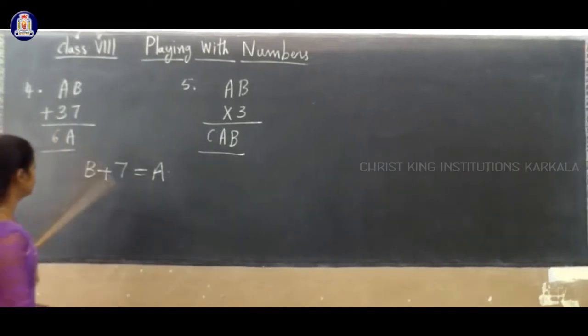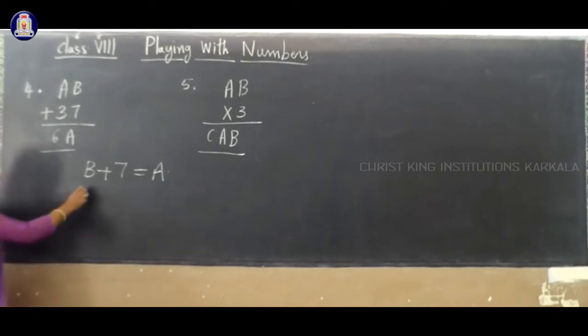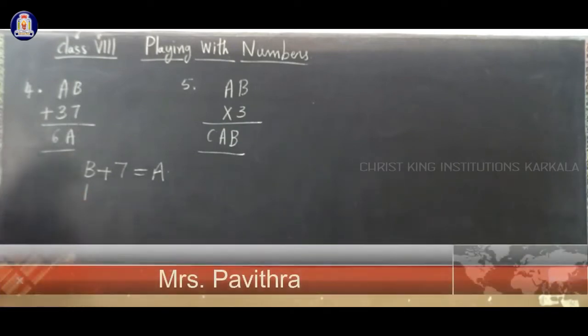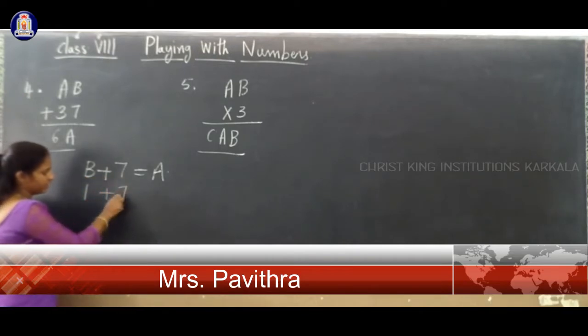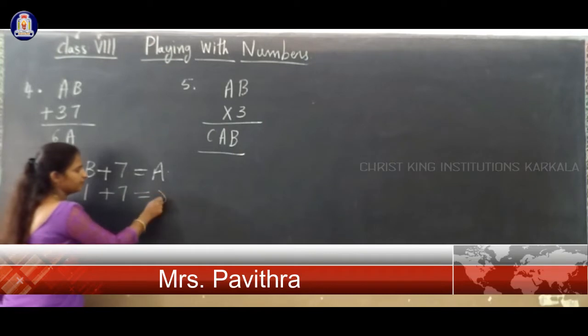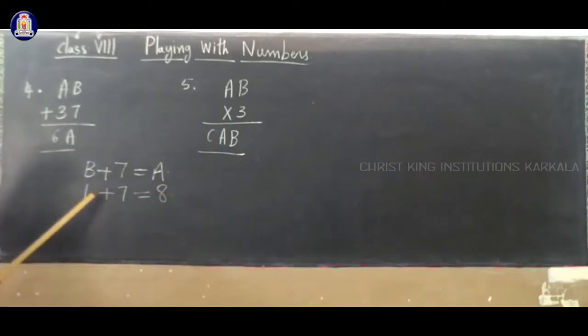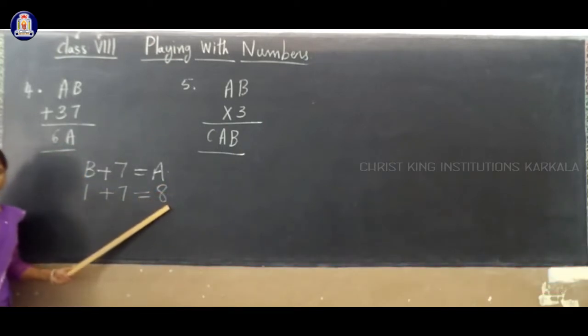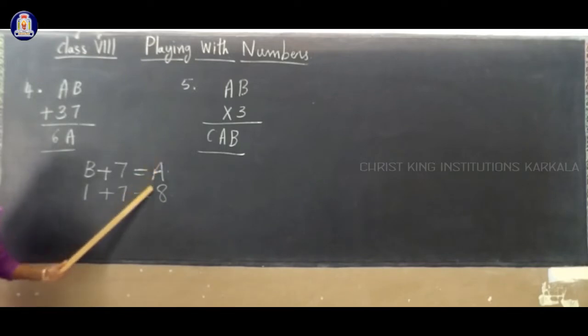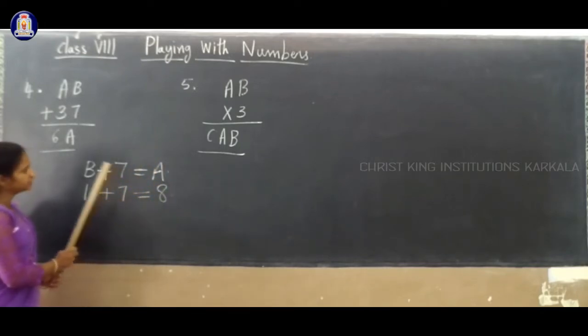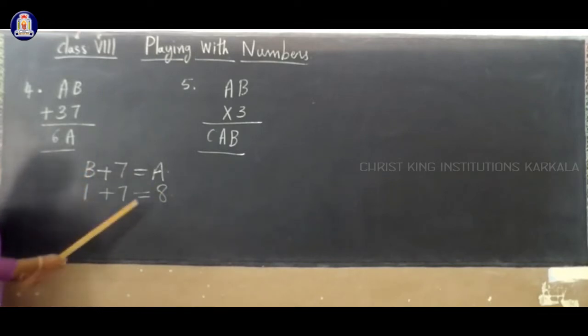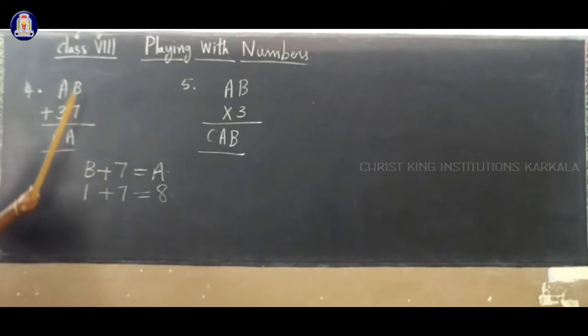Now we consider like this. If you consider B value is 1, what happens? We will check. If B is 1, then 1 plus 7 will get answer 8. So the value of letter A we got is 8. The B we consider 1. Whether this is possible or not, we check. So B is 1 and A is 8.